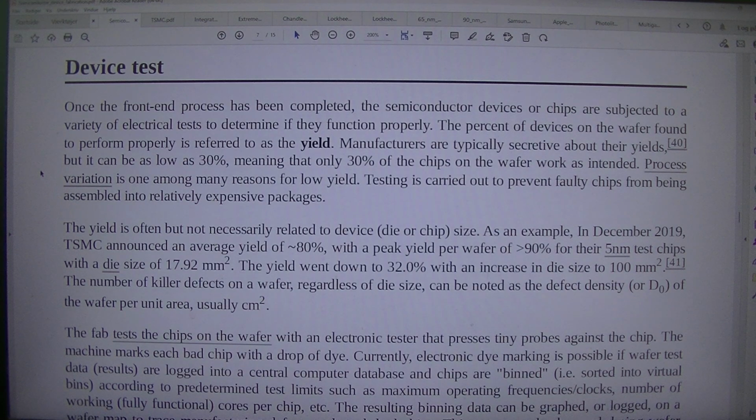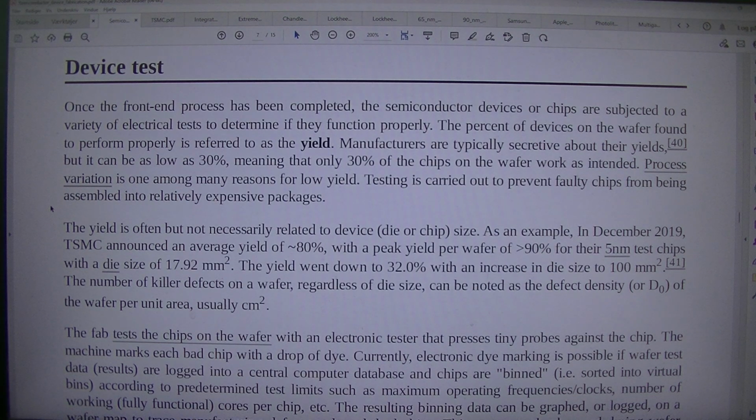Process variation is one among many reasons for low yield. Testing is carried out to prevent faulty chips from being assembled into relatively expensive packages. The yield is often but not necessarily related to device, die or chip size.